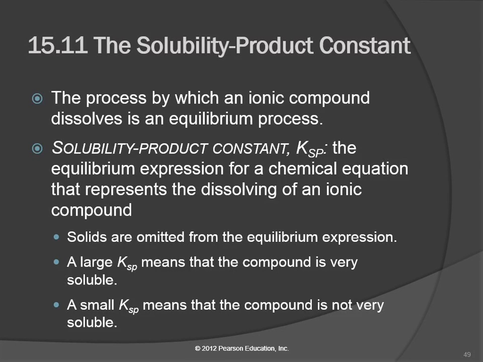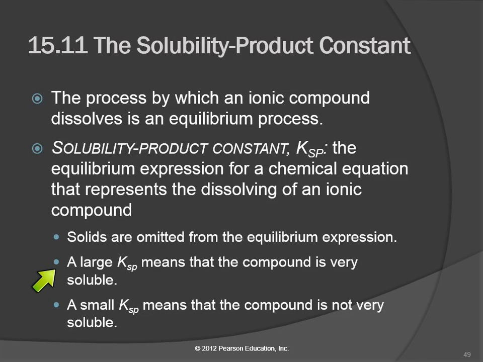Solubility product constant. Turns out when an ionic compound dissolves, it's an equilibrium process. And so we can calculate an equilibrium constant, but instead of calling it Keq, we call it Ksp, solubility product constant. So that's the equilibrium expression for the dissolving of an ionic compound. Remember that we do not include concentrations of solids in an equilibrium expression.